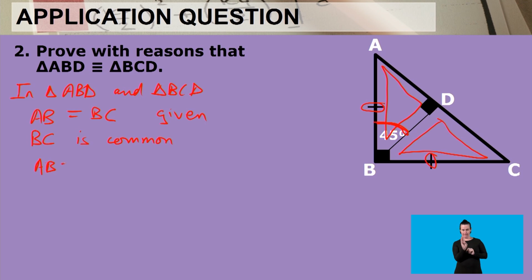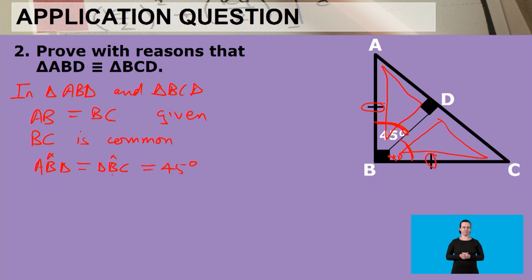And then we are given angle 45 degrees, which is angle ABD. But then we also know that if angle B is 90 and angle ABD is 45, that makes angle DBC also 45 degrees. And therefore we are able to say angle ABD is equal to angle DBC. Remember, the one that we are putting in the middle is where the angle is. So that would then be equal to 45 degrees.